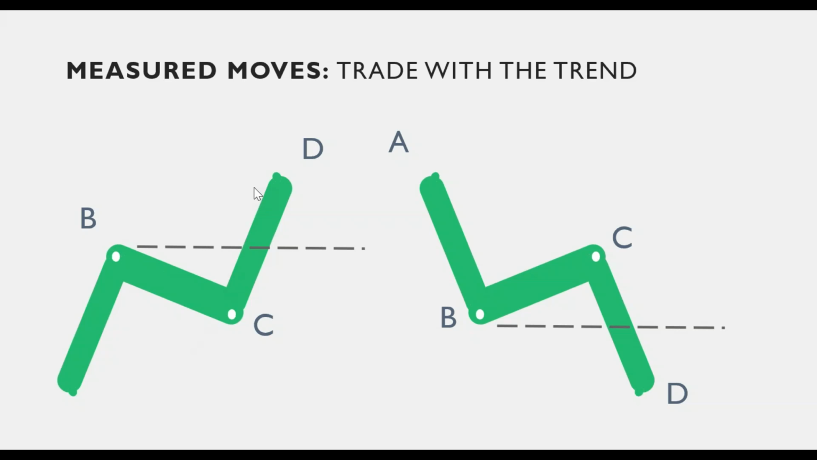Now, that is trading with the trend. When we have a measured move, we're looking at an uptrend. Here we're looking at a downtrend. It goes from A to B, B to C, and C is now a lower high. Then if it goes past B, that becomes a lower low. Lower low, lower high, that means that the trend is going down.